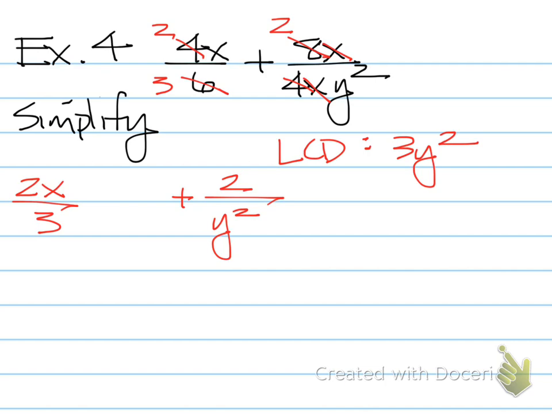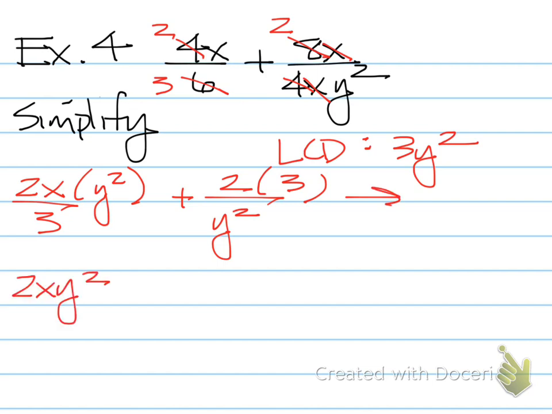For the first fraction, we need to multiply the denominator by y squared. So we're going to multiply the numerator by the same thing, y squared. For the second fraction, in order to get the LCD, we have to multiply that second denominator by 3, so we have to do the same thing to the numerator. Multiply it by 3. When we multiply 2x times y squared, we get 2xy squared. When we multiply 2 times 3, we get 6. And then that all goes over the lowest common denominator.